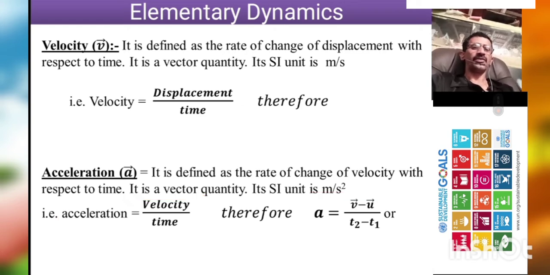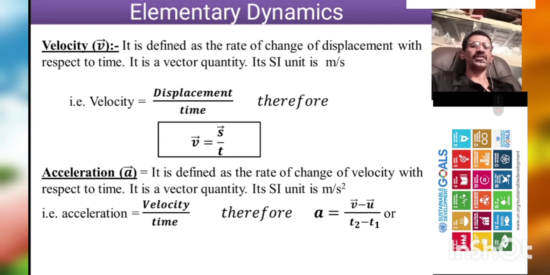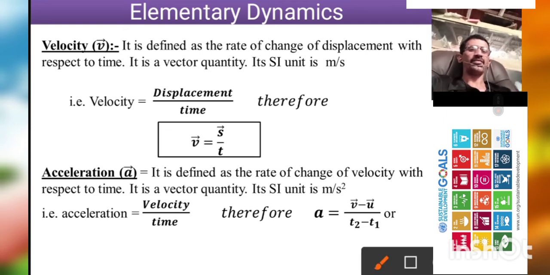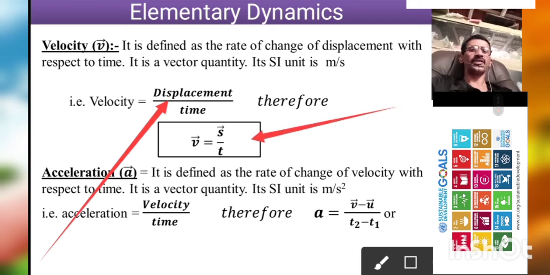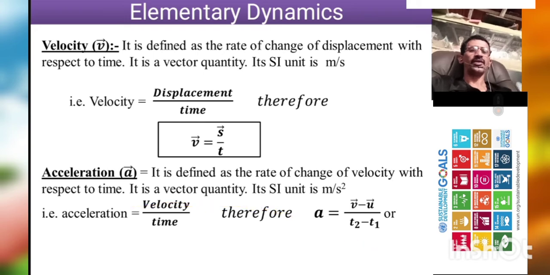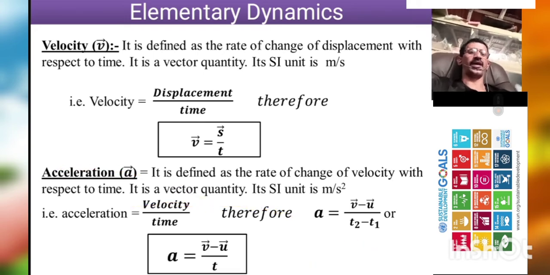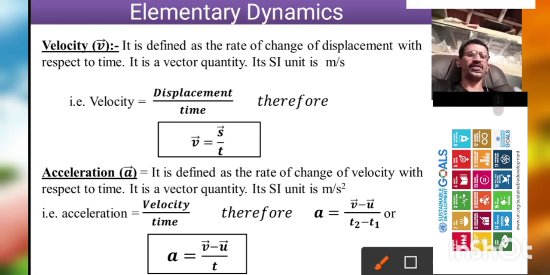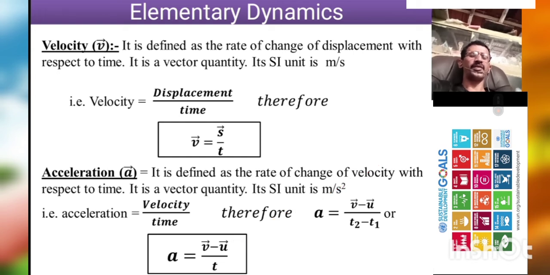Since velocity is defined as displacement upon time, velocity is equal to displacement upon time. And you can write acceleration as (v minus u) upon t. Here v is the final velocity and u is the initial velocity, and t is the total time taken. That becomes what is called acceleration. You can remember these three definitions.